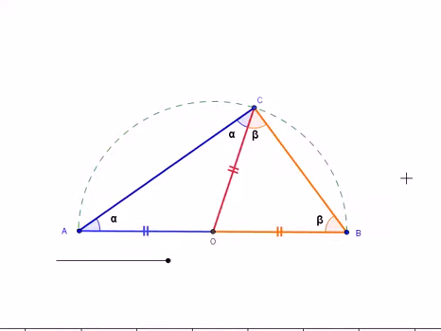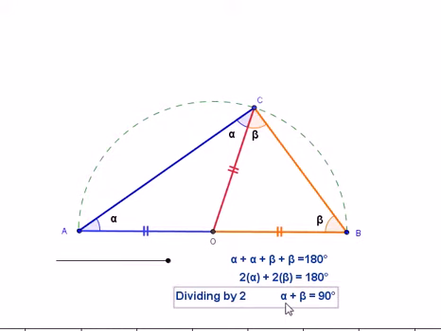So we can write an equation saying that the angle alpha plus this angle alpha plus this angle beta plus this angle beta will give 180 degrees. We can change the form of the equation and say that 2 times alpha plus 2 times beta will be 180 degrees. And now we can divide this equation by 2. So we get that alpha plus beta equals 90 degrees.